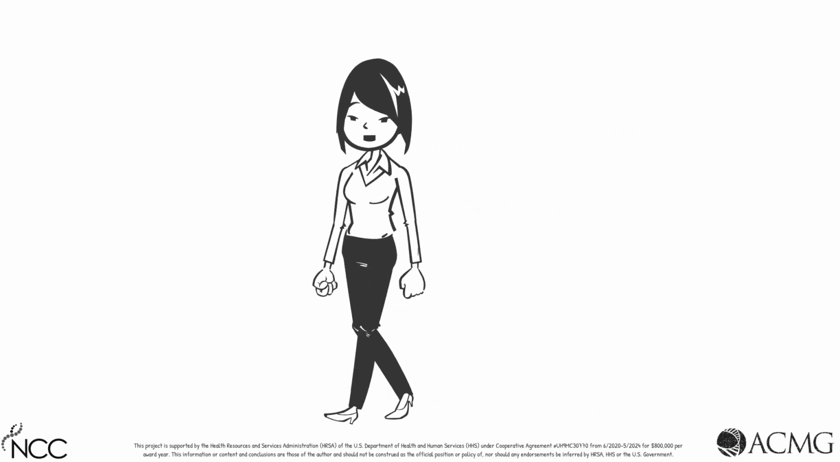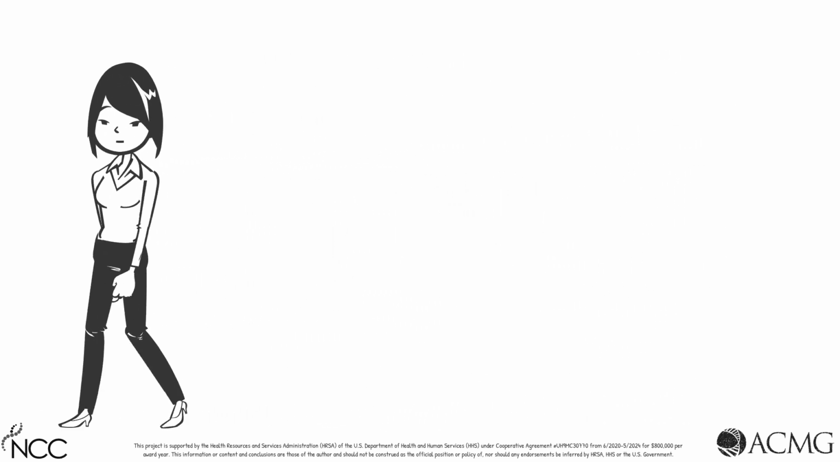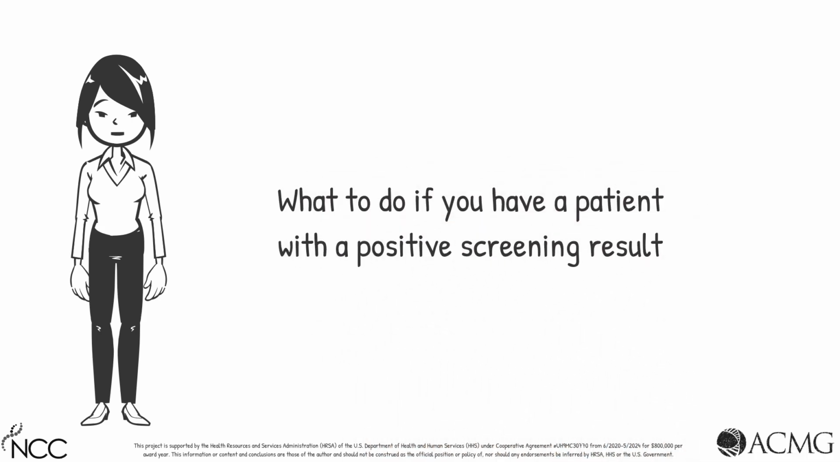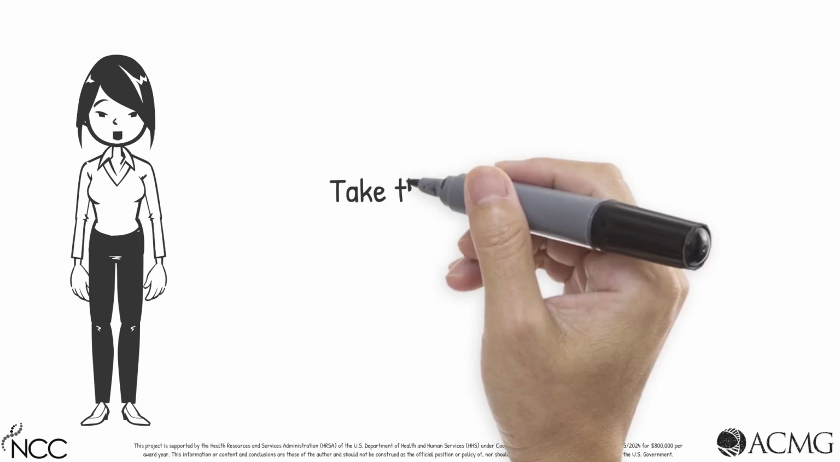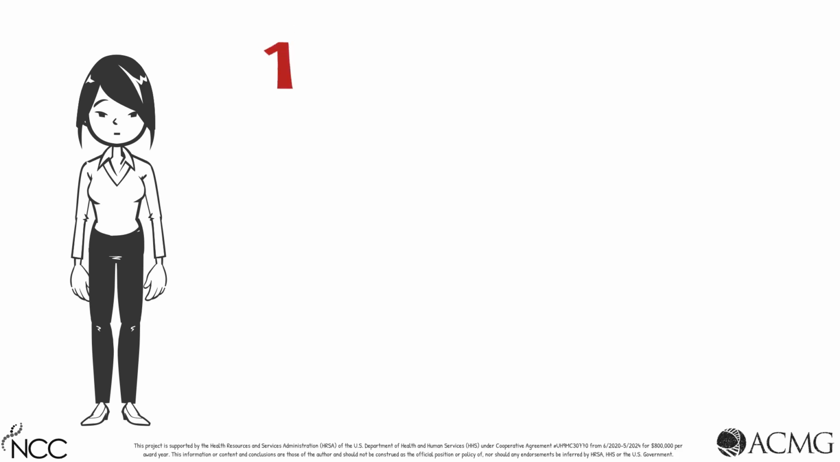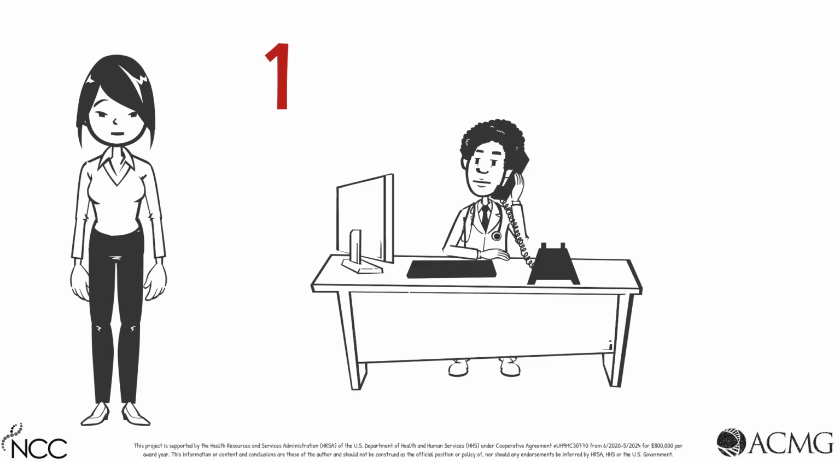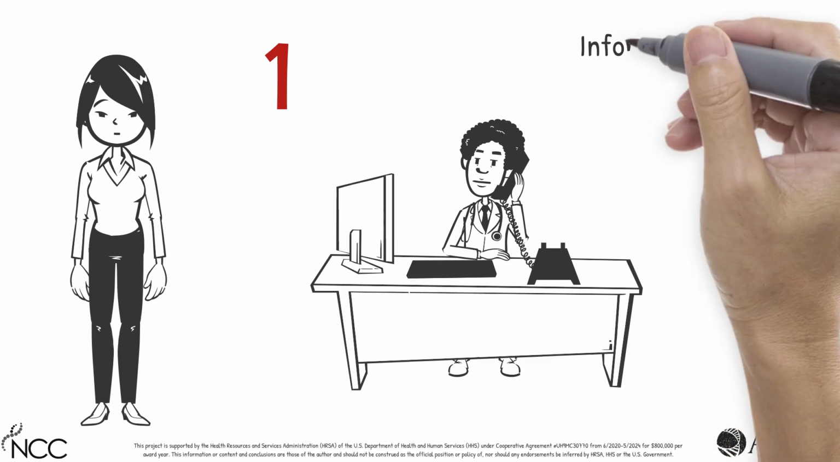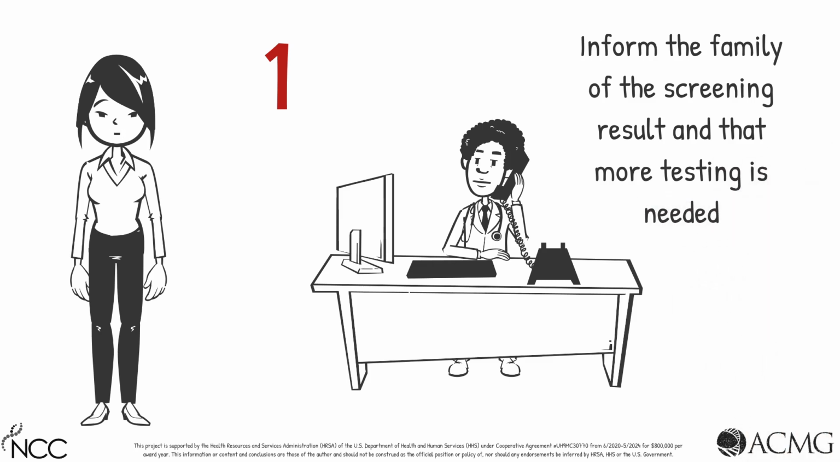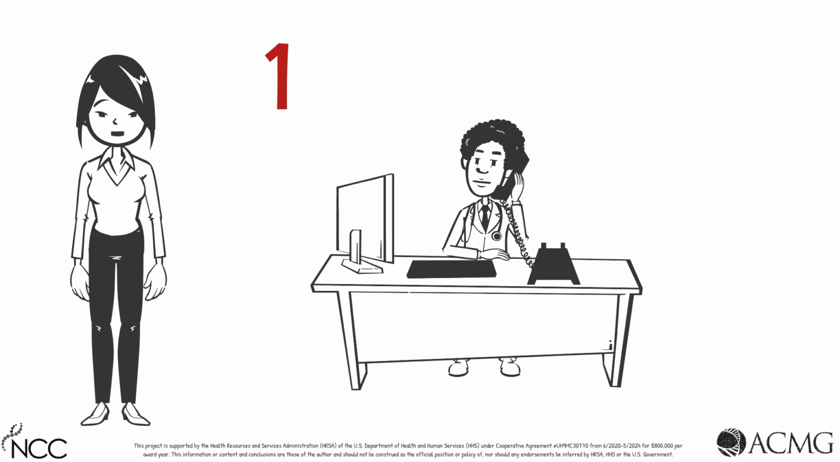Now that you have an understanding of glutaric acidemia type 2, let's talk about what to do if you have a patient screened positive for this condition during newborn screening. You will need to take the following actions. First, immediately contact the family and do the following. Inform the family of the newborn screening result and that more testing is needed to determine if their child does or does not have glutaric acidemia type 2.